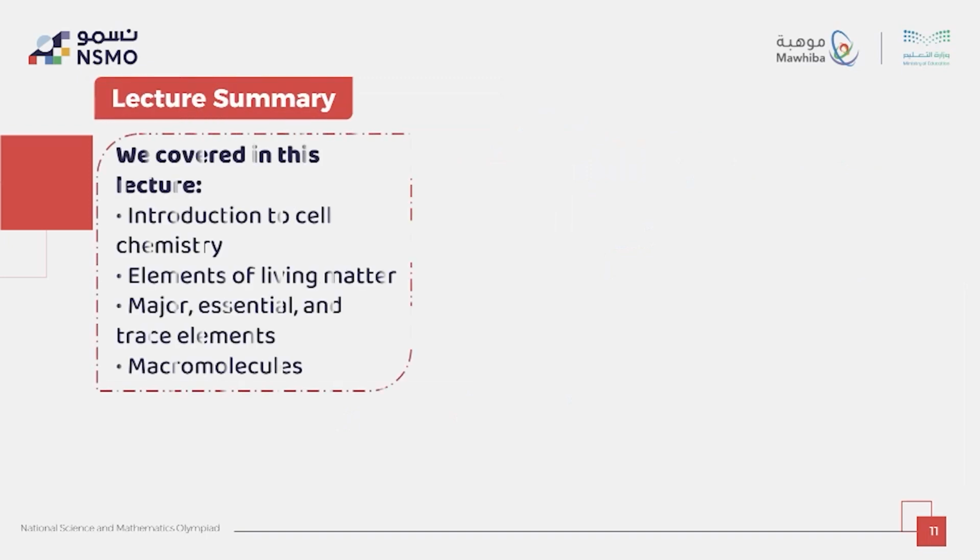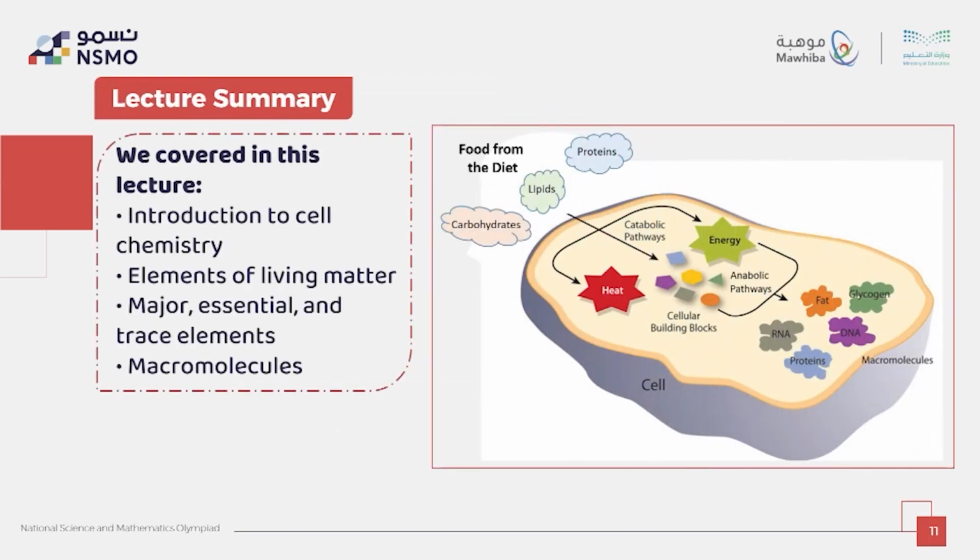In this slide, we summarize the key concepts learned throughout the lesson. We were introduced to cell chemistry. We know the elements of living matter. We discussed major, essential and trace elements, and we talked about macro elements. We talked about two things, carbohydrates and lipids.